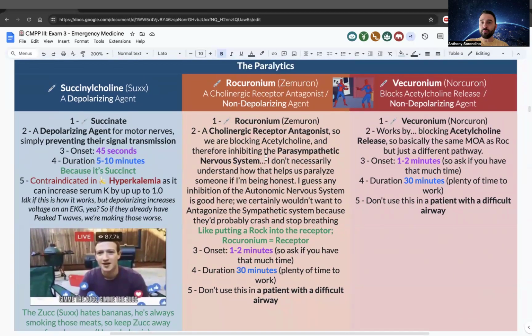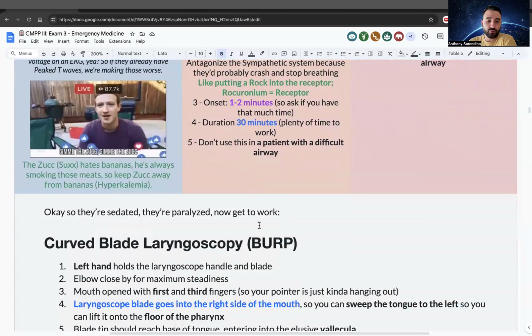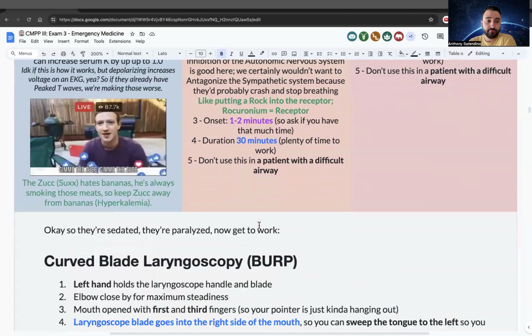All right. Now, rocuronium and vecuronium are your non-depolarizing agents. These work on acetylcholine. I think of rocuronium as R for receptor, because this is going to block the acetylcholine receptor and inhibit the parasympathetic nervous system. Vecuronium is going to just block acetylcholine release. I don't know that there's anything else. You don't want to use these in patients with a difficult airway. I don't exactly know why, but just don't use that with a patient with a difficult airway.